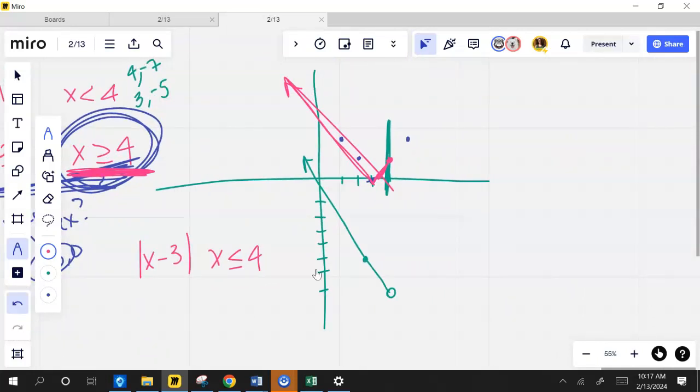Oh, I forgot domain and range. Yeah, let's do it. What's the domain, Armando? Negative infinity, infinity. How about the range?